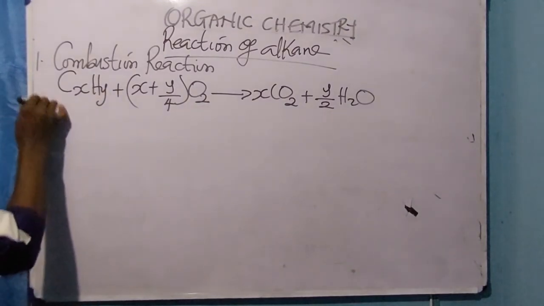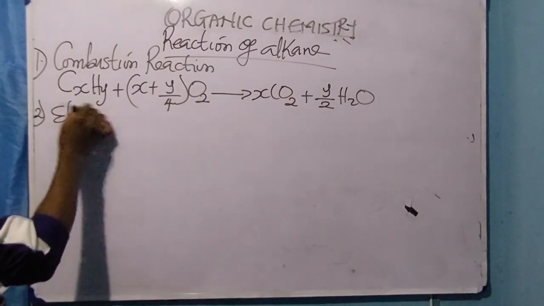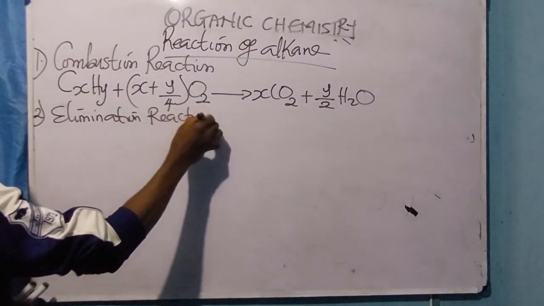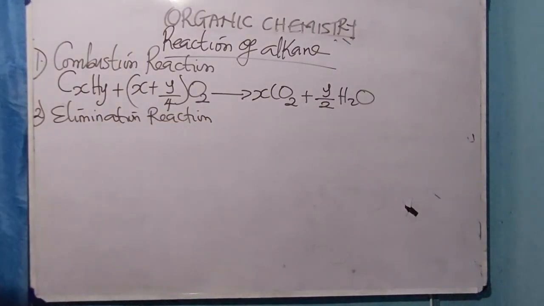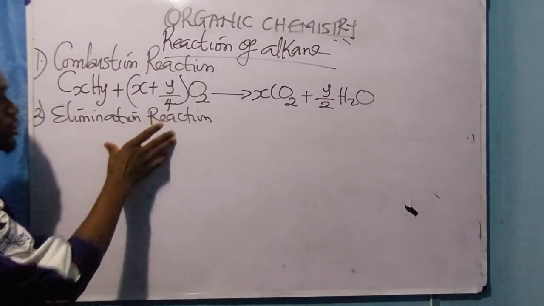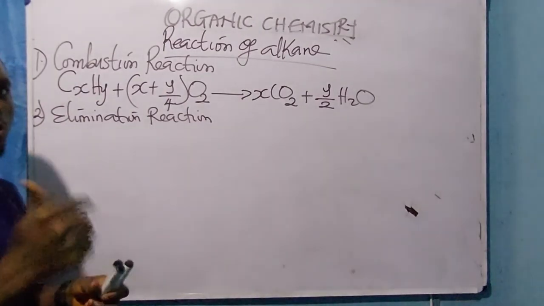Then 2, it can also undergo elimination reaction. Elimination what? Reaction. Now please, the reverse of addition reaction, hope it's recorded. The reverse of addition reaction is what? Elimination reaction. It means the removal of what? Hydrogen atom. That is dehydrogenation.